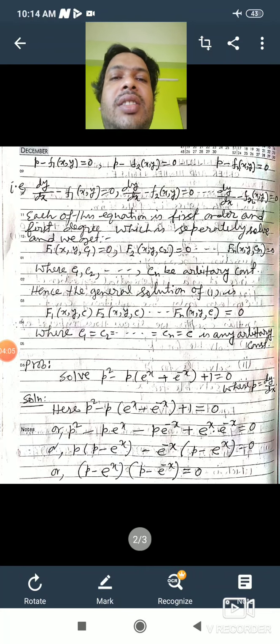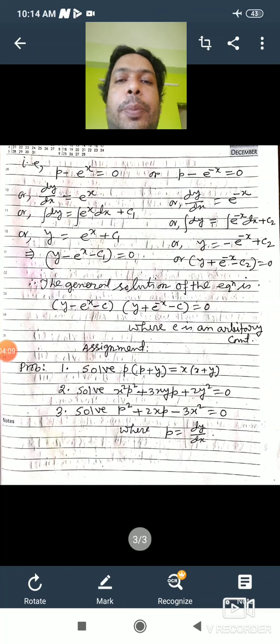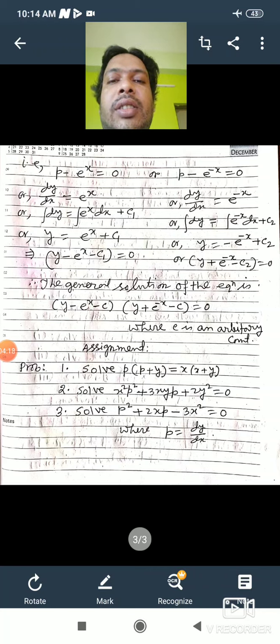These factors are separately 0. So first factor p minus e to the power x equal to 0, and second factor p minus e to the power minus x equal to 0. For the first factor, dy/dx equal to e to the power x. Now integrating both sides, dy equals e to the power x dx plus c1. So y equals e to the power x plus c1, so y minus e to the power x minus c1 equal to 0.